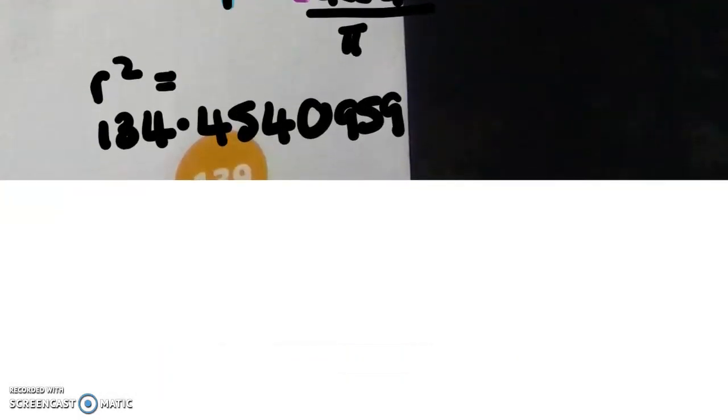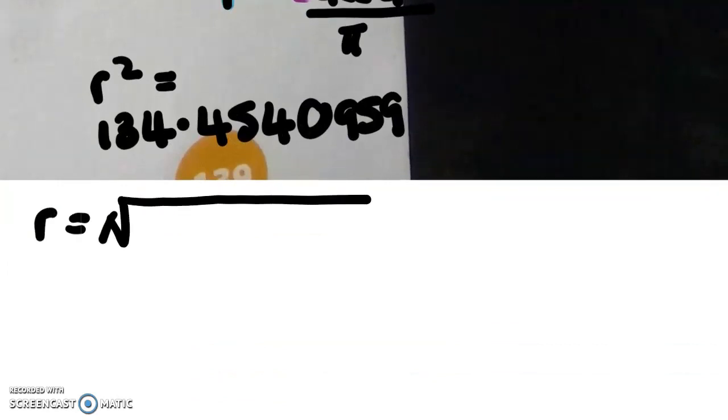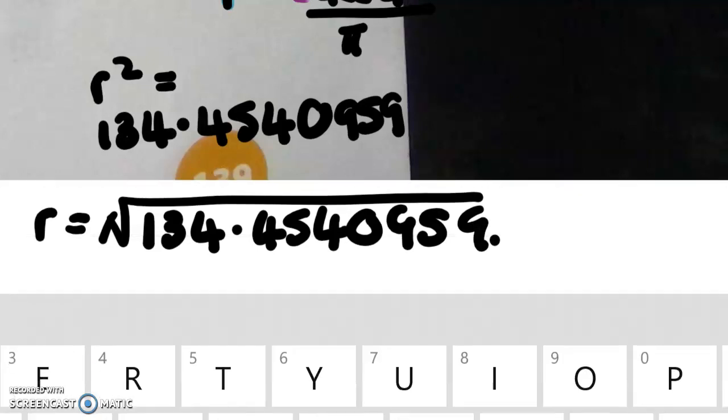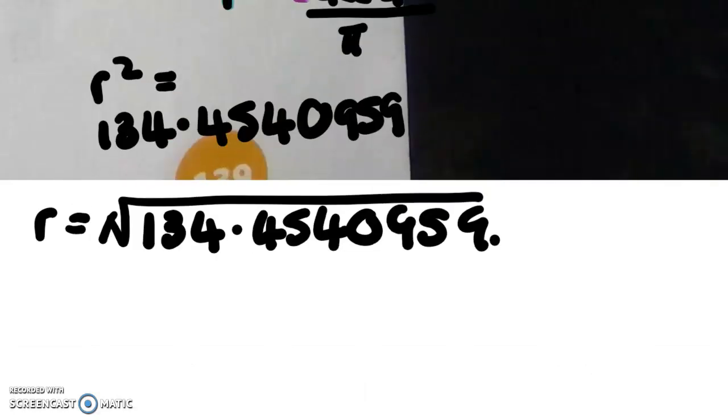Okay. Then all we're going to say after that is r equals the square root of 134.4540959. Lads, you're going to have to start getting familiar with what to do when you get a squared on the left hand side. To get rid of that squared, the reason why I'm doing that is I just want to get the length of the hand. At the moment, I'm getting the length of the hand squared when I let it equal 134.4540959. So you just get the square root of the other side.